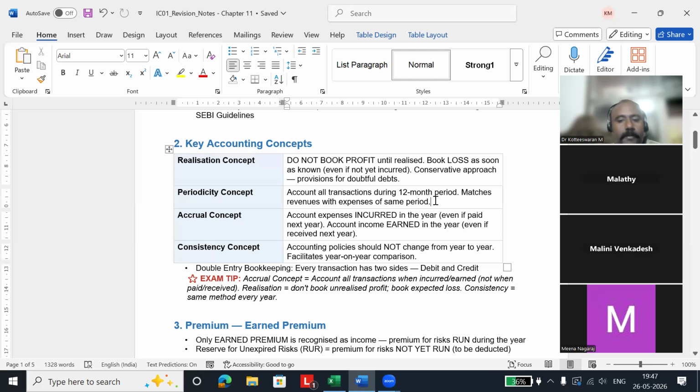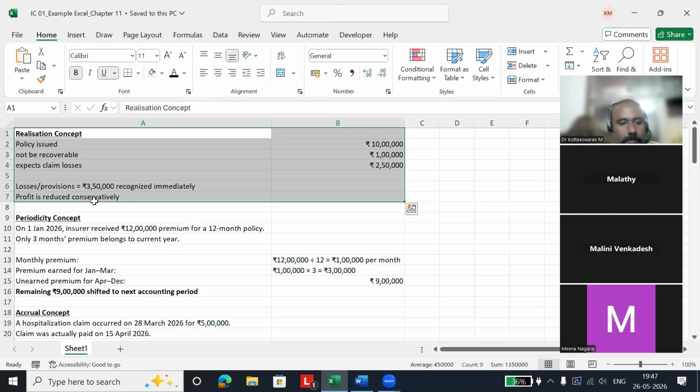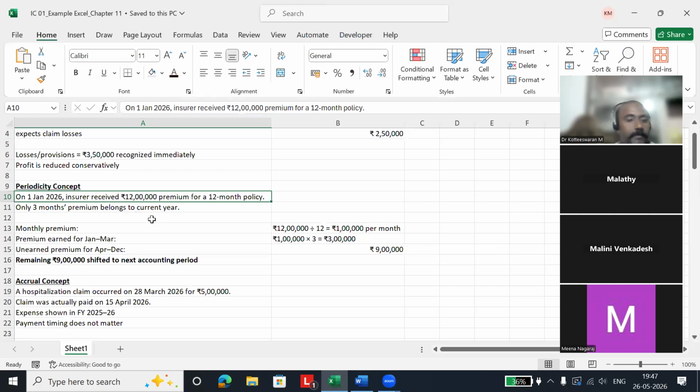Okay, so I will give an example; you'll understand it better. On Jan 1st, 2026, we are issuing a policy, a 12 lakh premium policy.